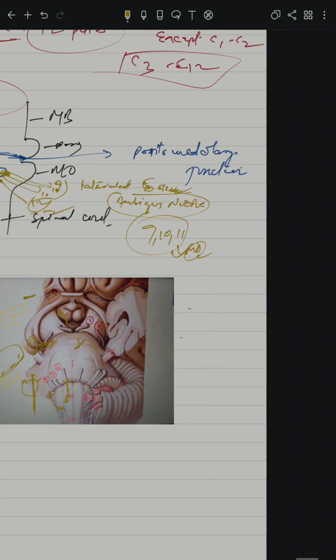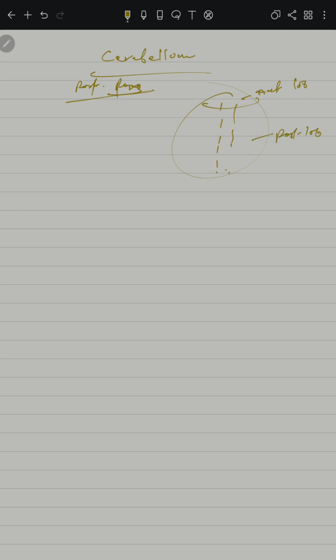So now we will come to the cerebellum. Midbrain, brainstem, then the cerebellum, whose location is posterior to the pons. Okay, and there are lobes. We can see in the diagram, this is the imaginary line, behind which is the posterior lobe, and this is the anterior lobe. This is the posterior lobe.